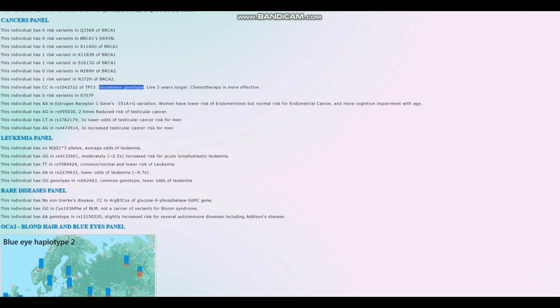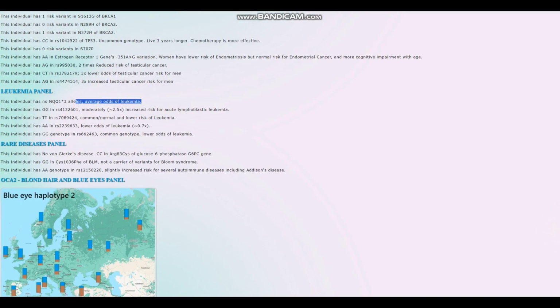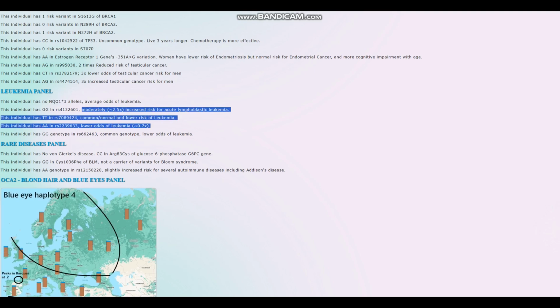But he's got an uncommon genotype. He lives 3 years longer and chemotherapy is more effective for him. So good. Looks like he does not have any NQO1 three alleles. I can't pronounce that. It's really difficult. Which is really good. Average odds of leukemia. And he's got pretty much normal or lower odds of leukemia when it comes to all the other genotypes as well.